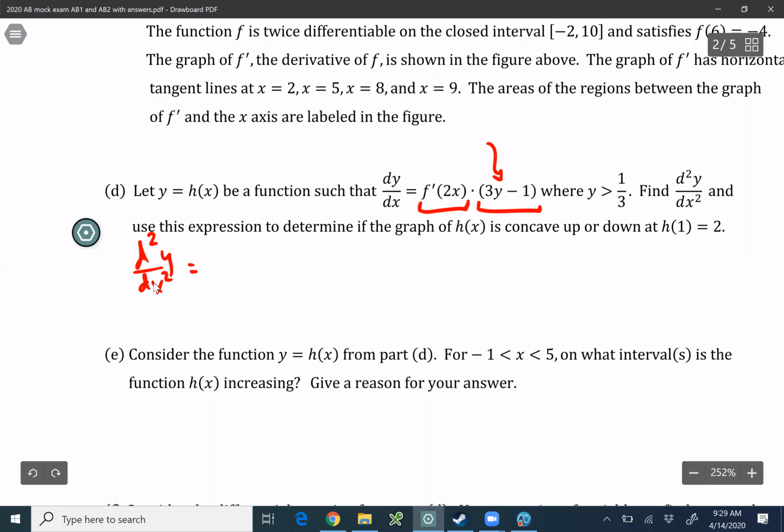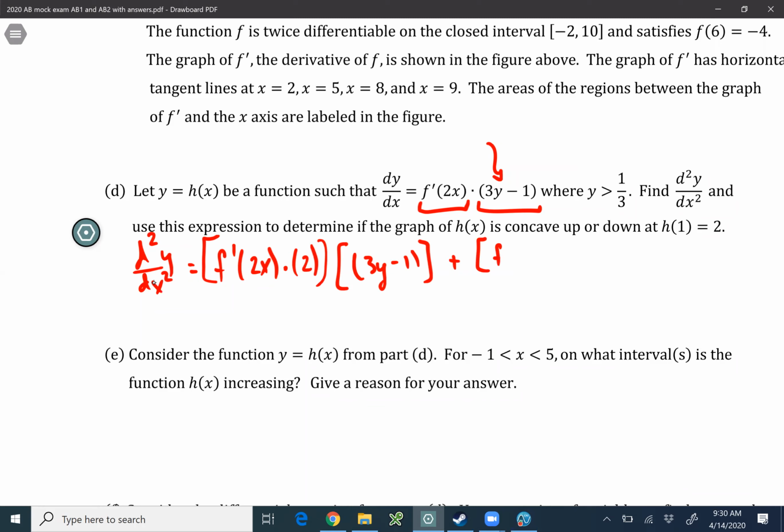The first part is going to be f prime of 2x times 2, and then times the original of the second, which was 3y minus 1. Then plus, for product rule, now we're going to, oh, this should have been f double prime of 2x, because it's the derivative of f prime, right? The derivative of f prime will be f double prime.